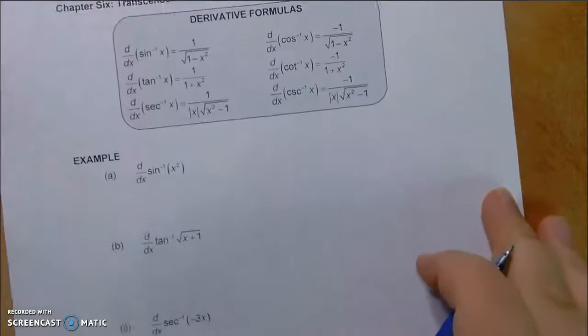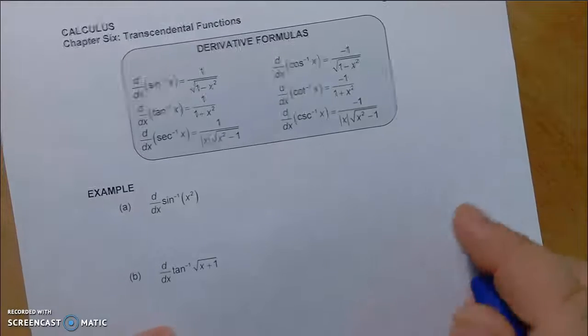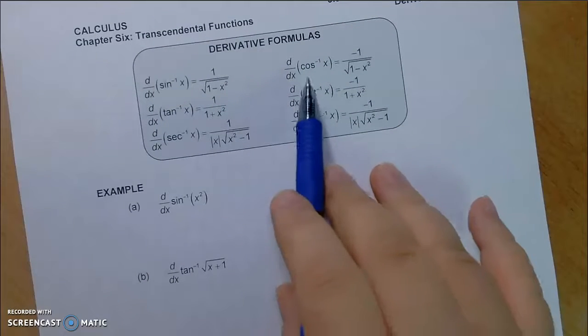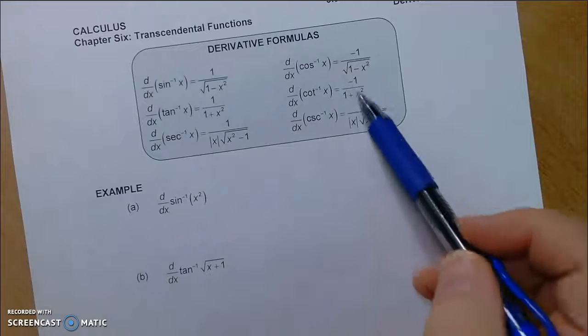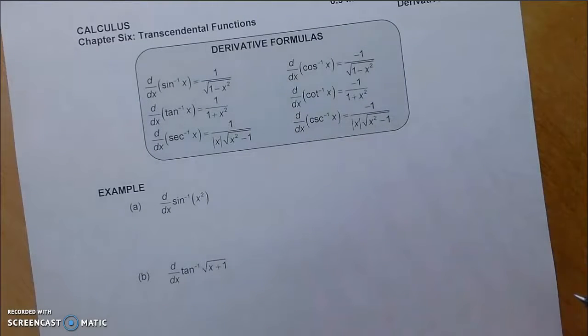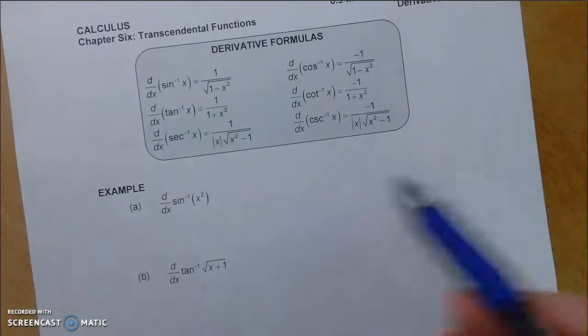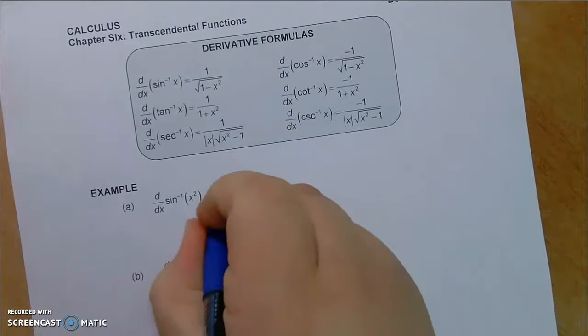So I wrote all of those up there for you as a quick reference for us to use on this next page. Notice that all the cofunctions just have that negative sign like the other derivatives did, but otherwise they're exactly the same. Okay, so let's use these formulas to solve these derivatives.